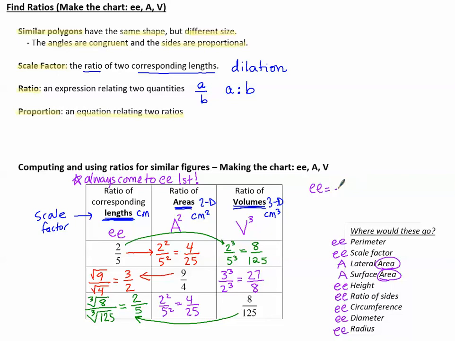Remember, EE stands for everything else because it's not area or volume. Next, we'll talk about how we can apply this.